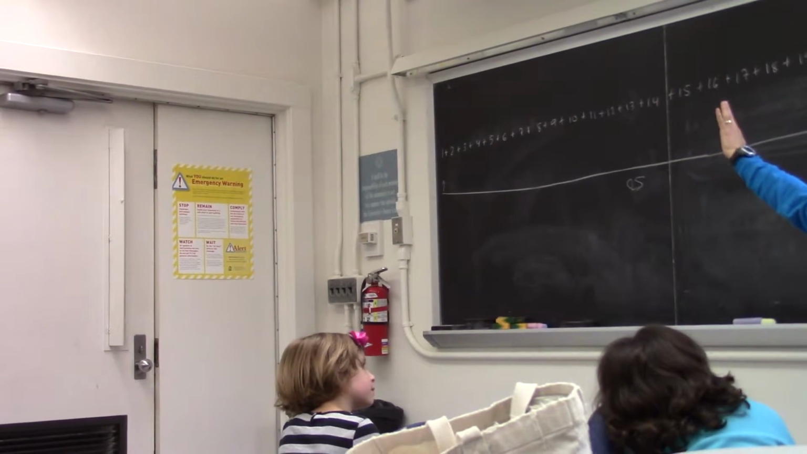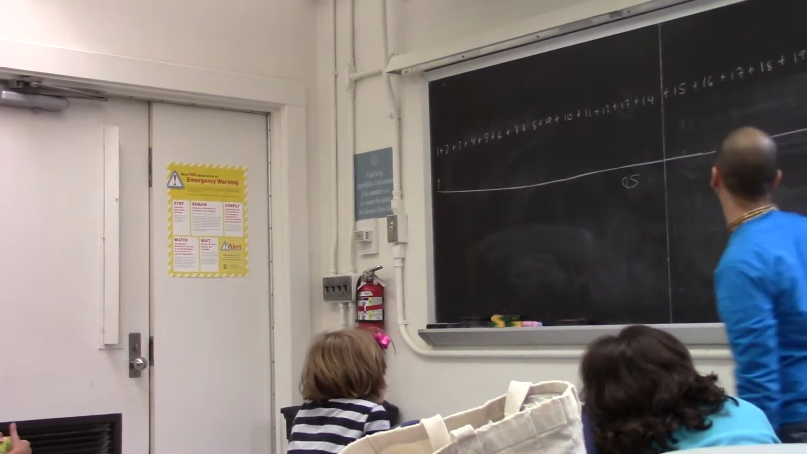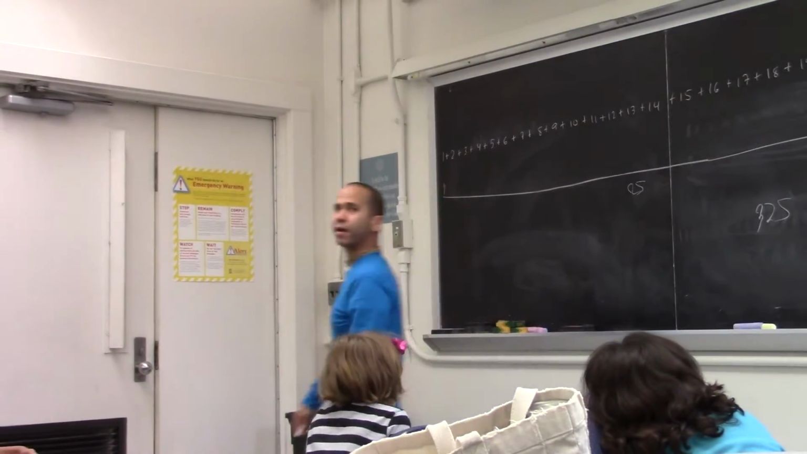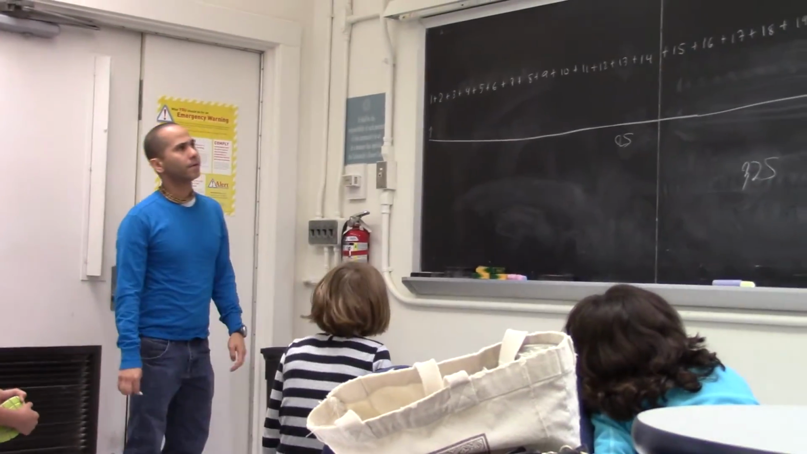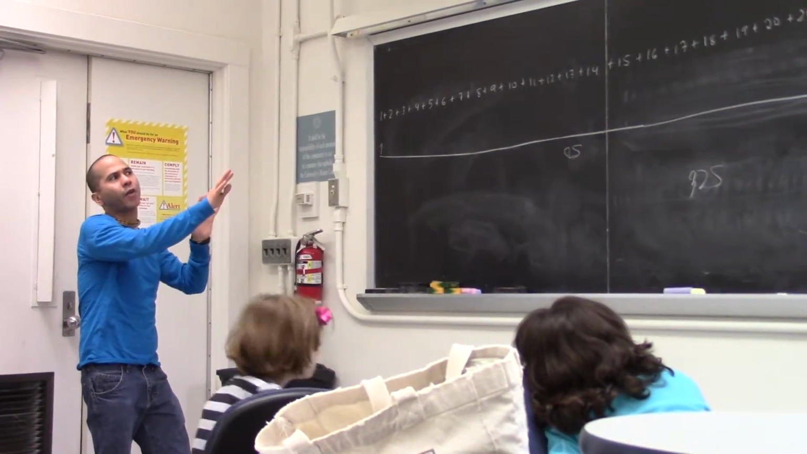Plus 25. It's like having 12 quarters. And then you add 25, and that's 325. Very good. Okay? Very good. So, with even and odd, we can play with it.